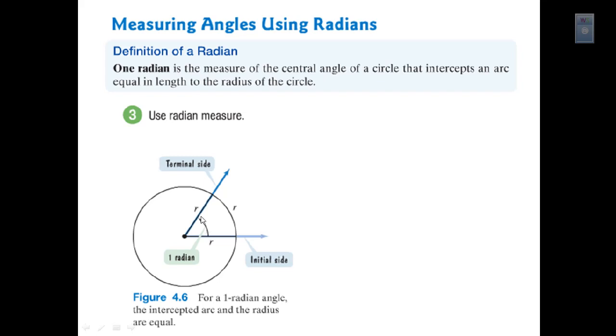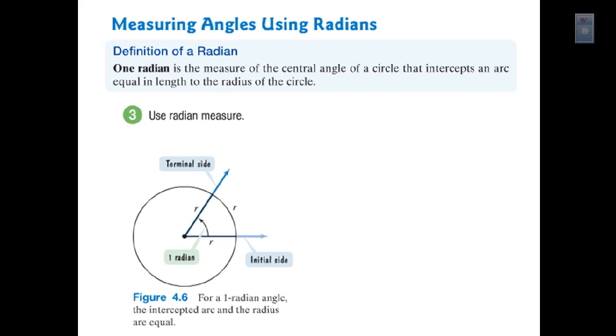Now what we end up finding is that there are 3.1415926 radians to go all the way around the circle. So that would be this angle, and that would be what the radian measure would be to go all the way around the circle.